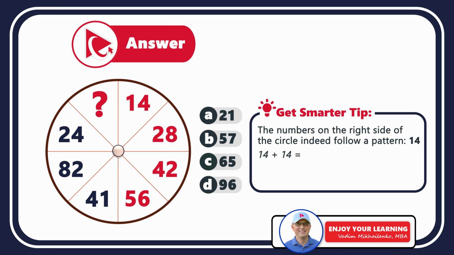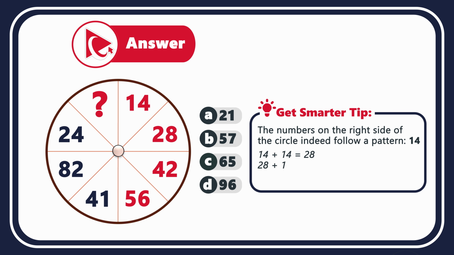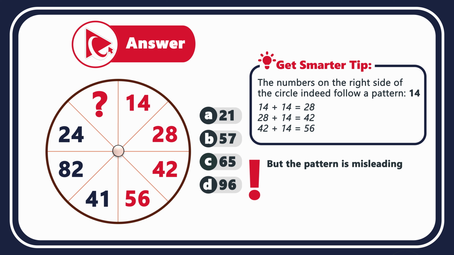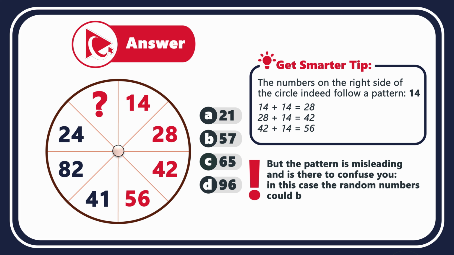14 plus 14 equals 28. 28 plus 14 equals 42. And 42 plus 14 equals 56. But then this pattern breaks, and you see numbers 41, 82, and 24. Unfortunately, this pattern is misleading, and it's there to confuse you. In this case, random numbers could have been used as well. So what is the right solution?